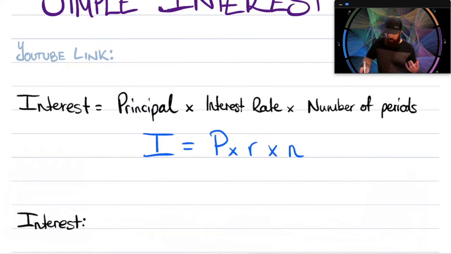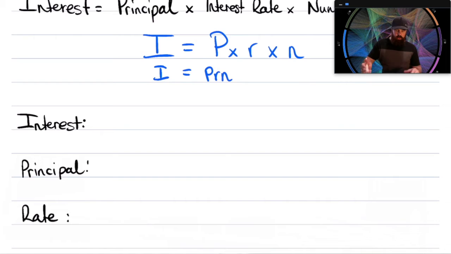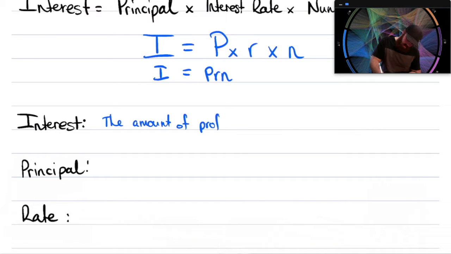This is just an algebraic expression used by mathematicians: I is equal to PRN. I, interest, is equal to the principal times the interest rate times the number of periods. So let's break those down. I, interest, is the amount of profit or return on an investment.